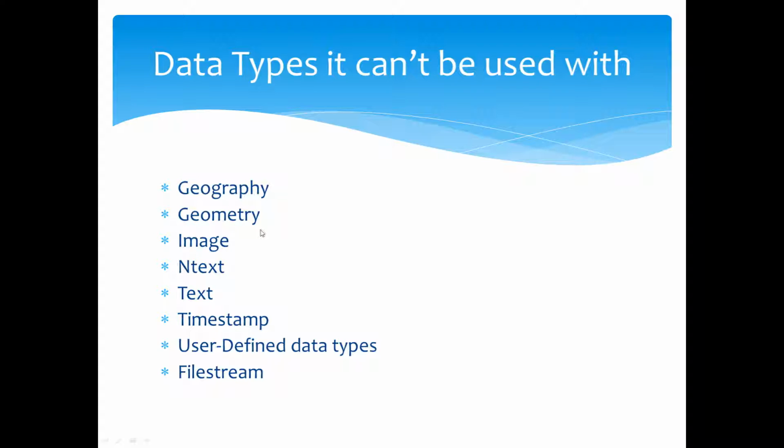So we've got geography, geometry, image, ntext, text, timestamp, and user-defined data types. One that might catch you out in case you've got any user-defined data types. For whatever reason, sometimes you do it just to keep a standard going through your entire application. You might have set up a user-defined data type and said it's just varchar(10), and this type of value that we use, the code type value, will always be up to 10 characters. You might set up a user-defined data type for that. You can't use it with sparse, so that's something you need to be aware of.